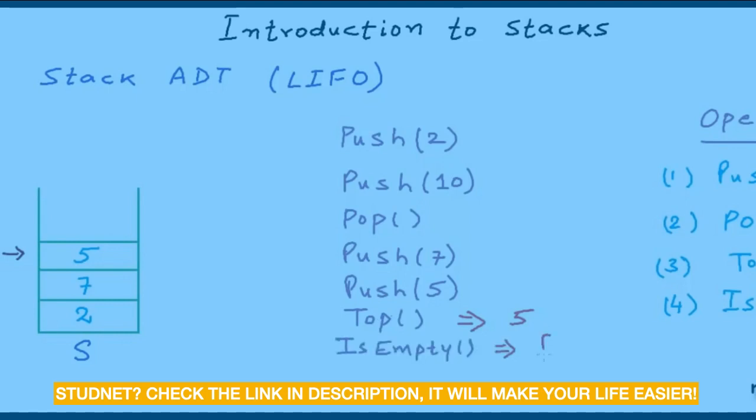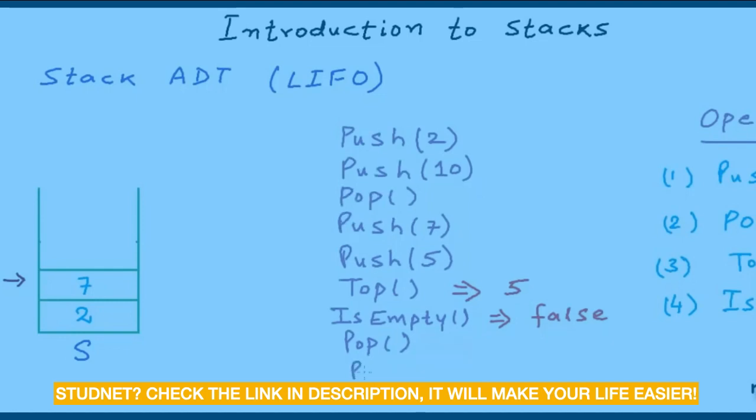Is empty will return me false. At this stage, a pop will remove 5 from the stack. As you can see, the element, the integer which is coming last, is going out first. That's why we call stack last in first out data structure. We can pop till the stack gets empty. One more pop and stack will be empty. So this pretty much is stack data structure.